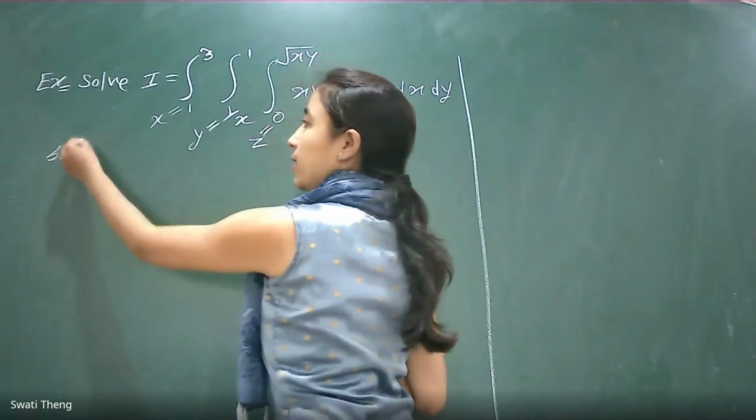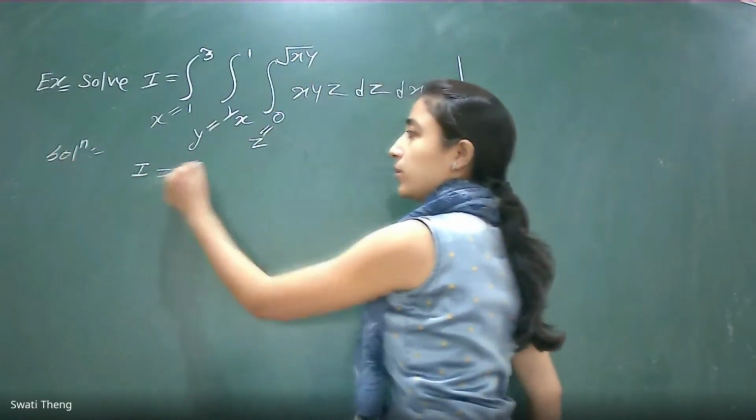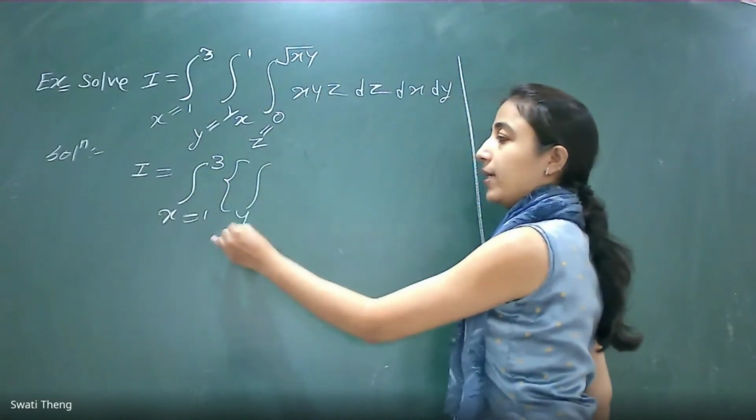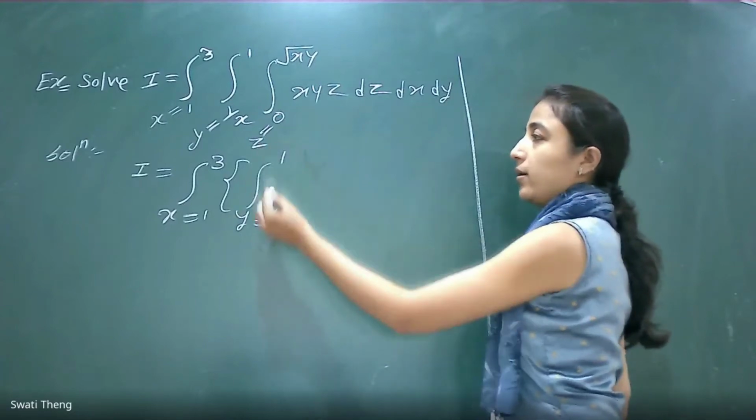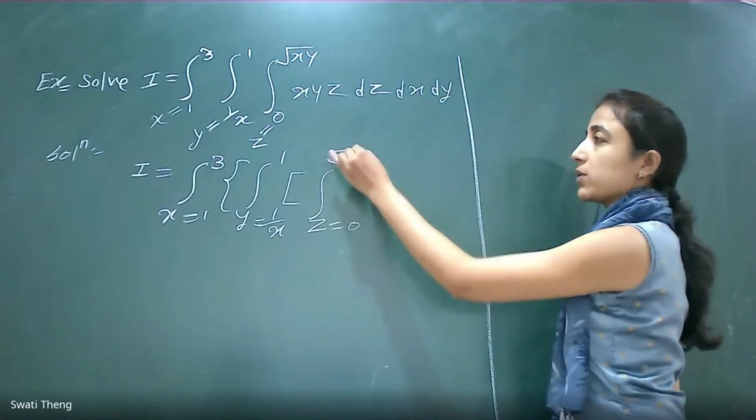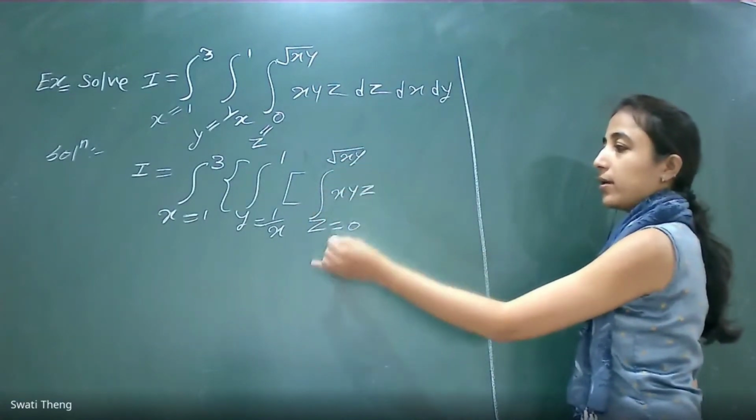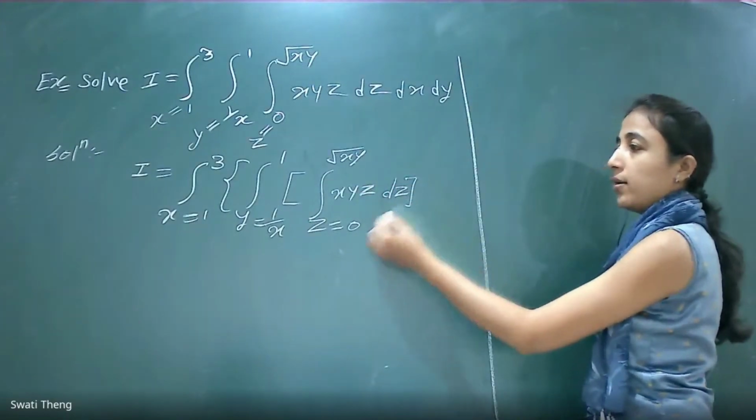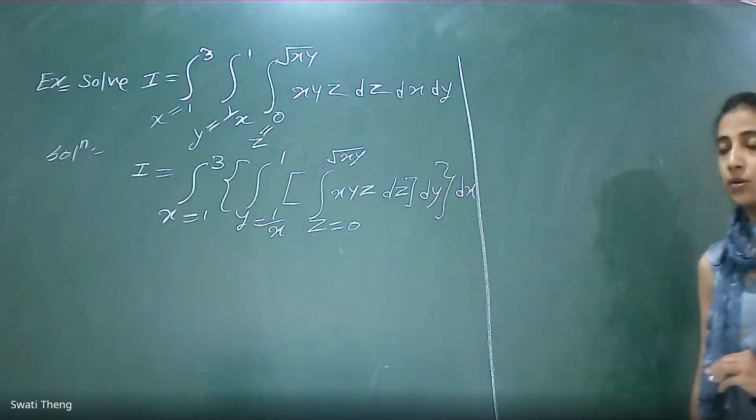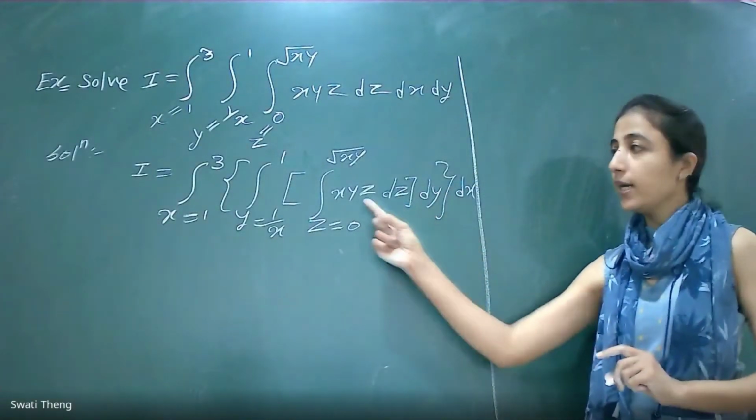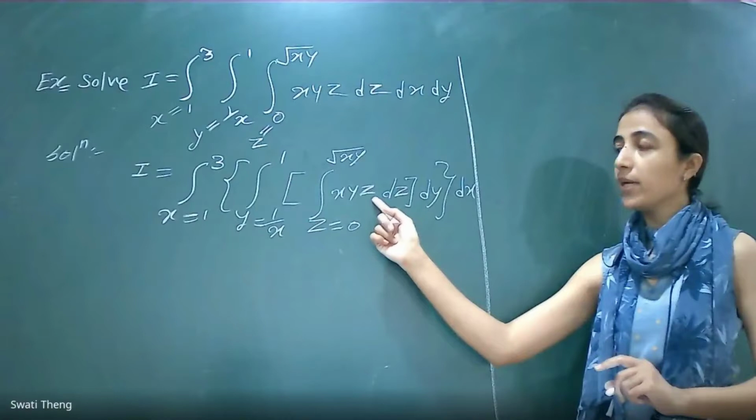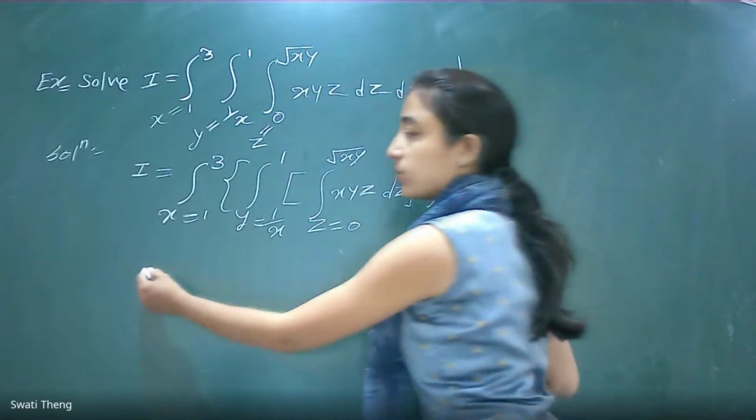So if we solve this integral, then here I equals to x varies from 1 to 3 outside. Next y varies from 1 by x to 1 and next z varies from 0 to under root of xy. Function is xyz. Here this limit is for z, so here dz, then dy and last is dx. When we are integrating with respect to z, x and y are constant. So x into y we can take outside, remaining is z, and then integrate z with respect to z.